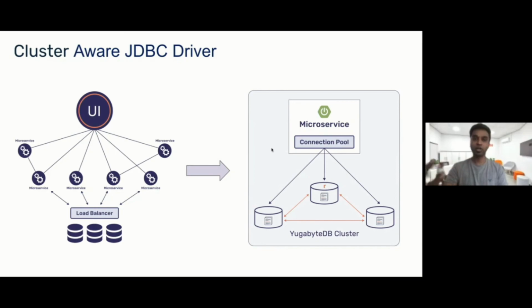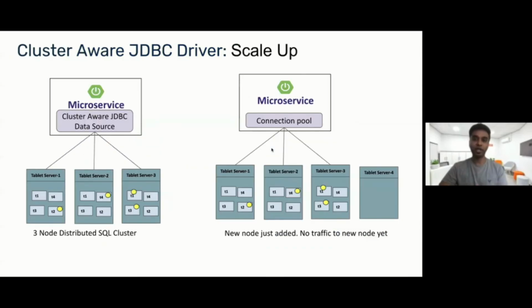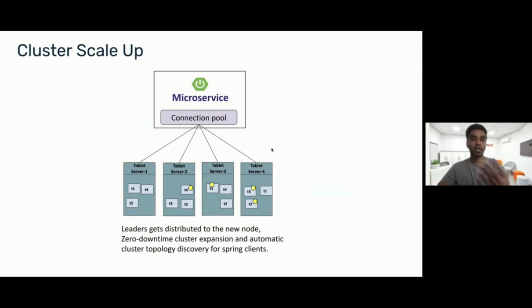we are working towards a new JDBC driver, called a cluster-aware JDBC driver, which understands the cluster topology. Whenever there's a topology change, like a new node joining the cluster, or a node going down due to some infrastructure outage, your cluster-aware JDBC data source will be automatically notified that the change has happened. It's similar to one of the demos that we're going to do today: scaling up a distributed SQL cluster, and how the Spring microservice is going to automatically know about a new node coming in.